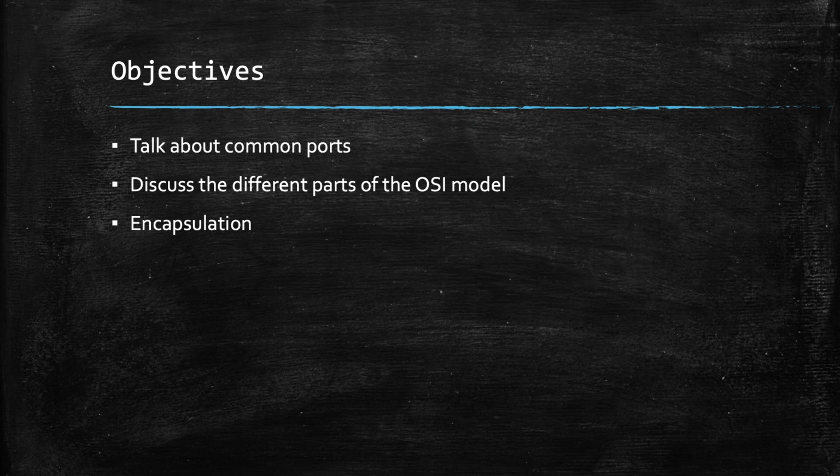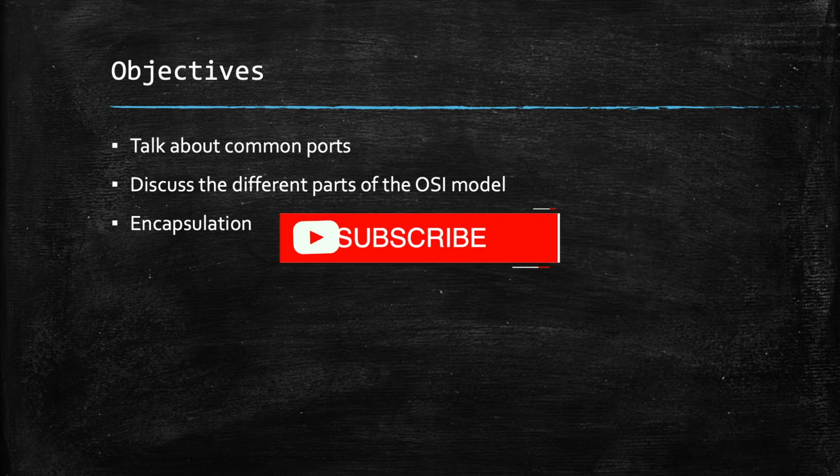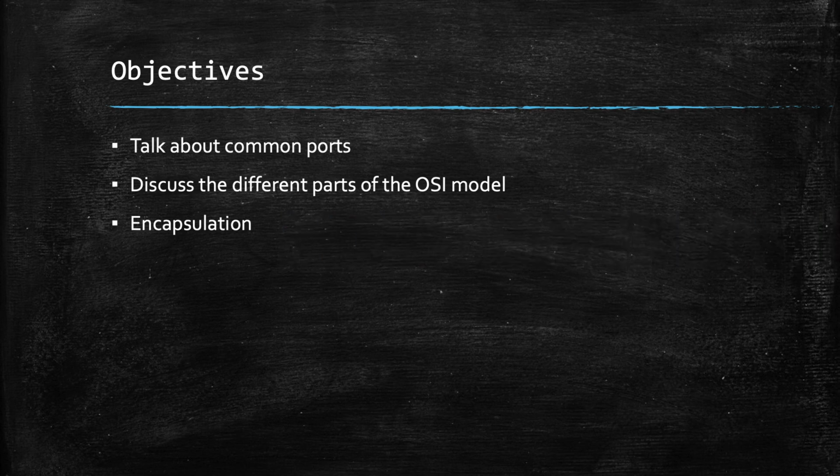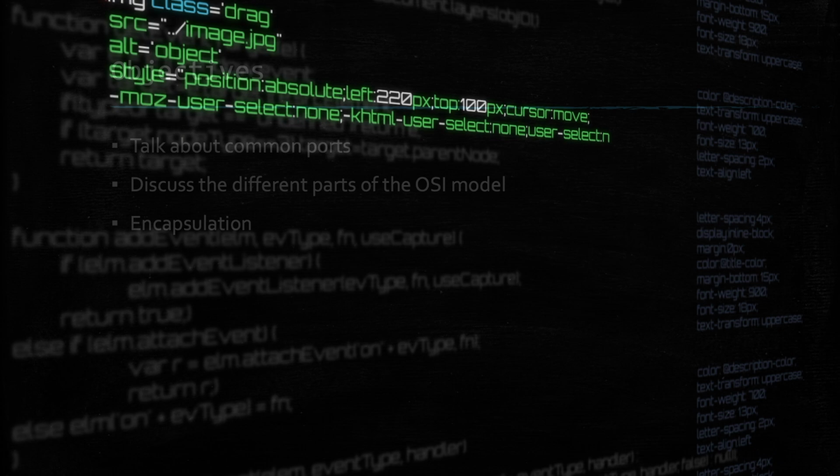Okay, so today we talked about different ports. We talked about the OSI model, and we also talked about encapsulation. And then we went over a brief example here. We'll talk more about networking in the later classes, so stay tuned and hope you enjoyed.